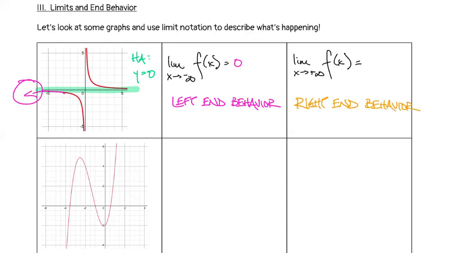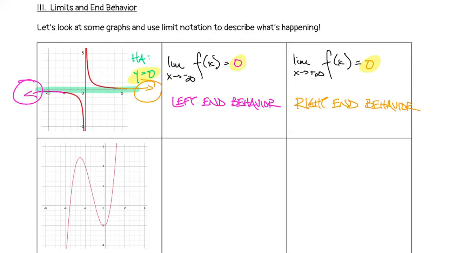Okay. And that would mean I'm saying, what happens when we go all the way to positive infinity, right? And in this case, they both approach 0. And check this out. This is 0. The right end behavior is 0. The left end behavior is 0. But also, my horizontal asymptote is y equals 0.